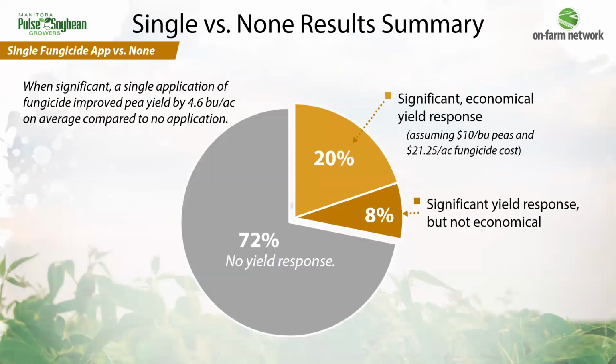So in summary, comparing one app to none in peas, we did see a yield response 28% of the time, on average improving yield by just under 5 bushels an acre, and 20% of the time that yield response was economical. Fungicides are not a one-size-fits-all game, so return on investment is really going to come down to how early plants are infected with Mycosphaerella and if growing conditions are conducive for disease to develop up the plant canopy. So we will talk more about making fungicide decisions after we talk about the next trial type comparing a double versus single app.